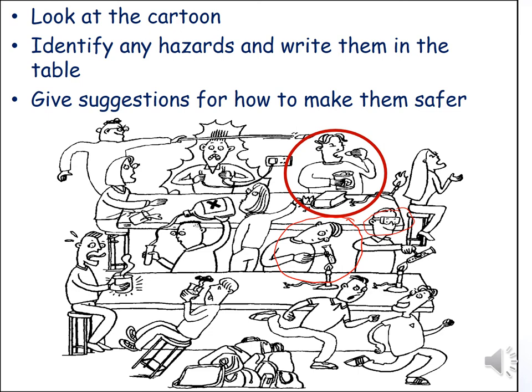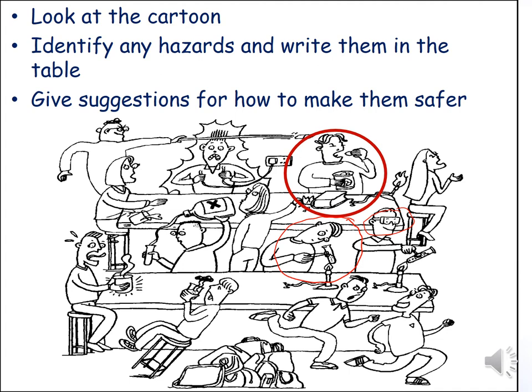No one else in this science class is wearing goggles. If you're not wearing goggles within a science practical, you would not be allowed to carry out a practical. So that is my first hazard that I've noticed, and the way in which we solve this hazard is that we must always be wearing goggles whenever we're doing a science practical. And another point is you should never be looking directly into a boiling tube. It should be facing away from you.